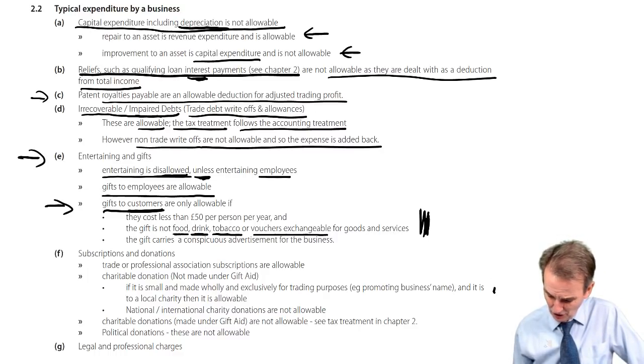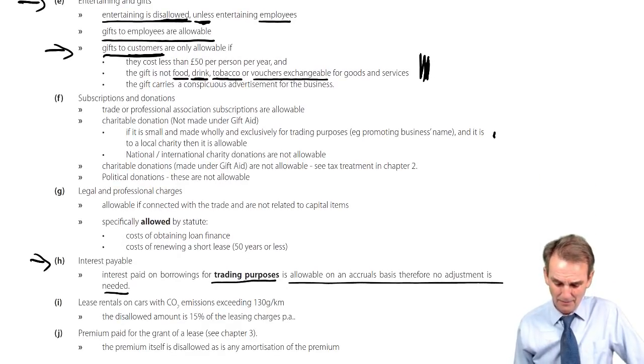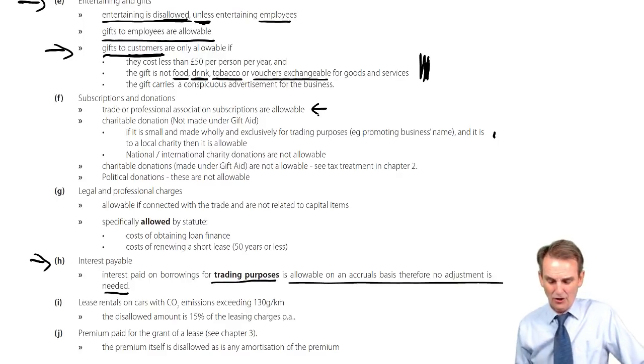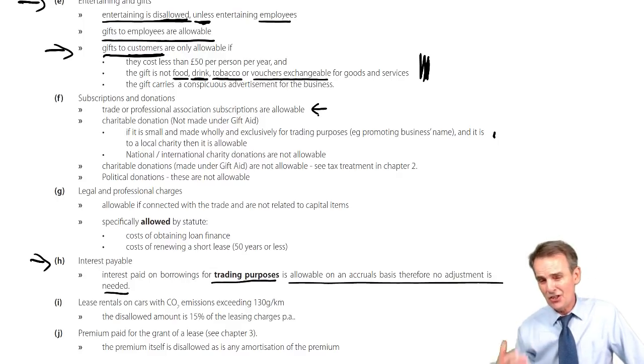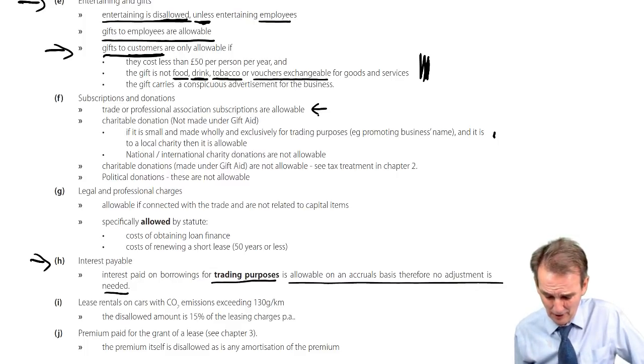Subscriptions and donations, another one that comes up on a regular basis. Any trade or professional association subscriptions there, if it's to do with the trade, then absolutely fine. You're practicing as an accountant, you pay your professional subscription each year. Again, that is fine. That would be an allowable deduction.